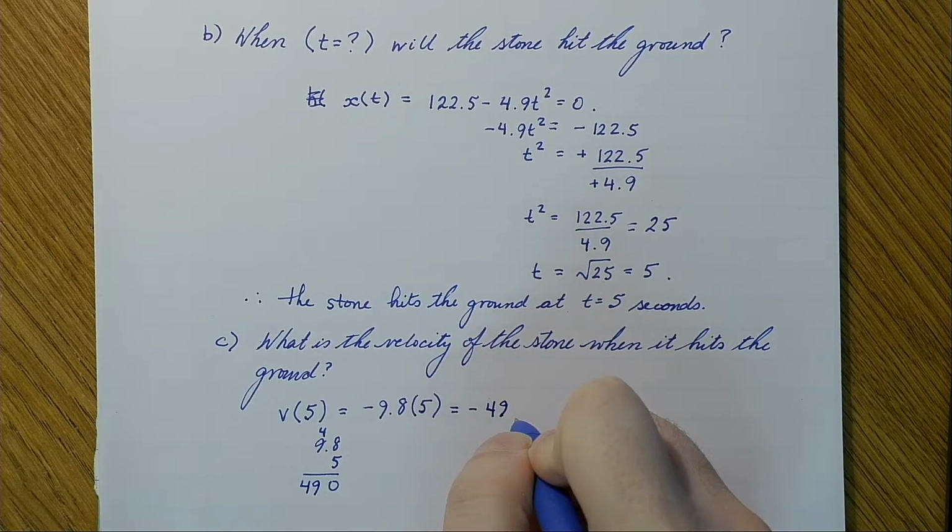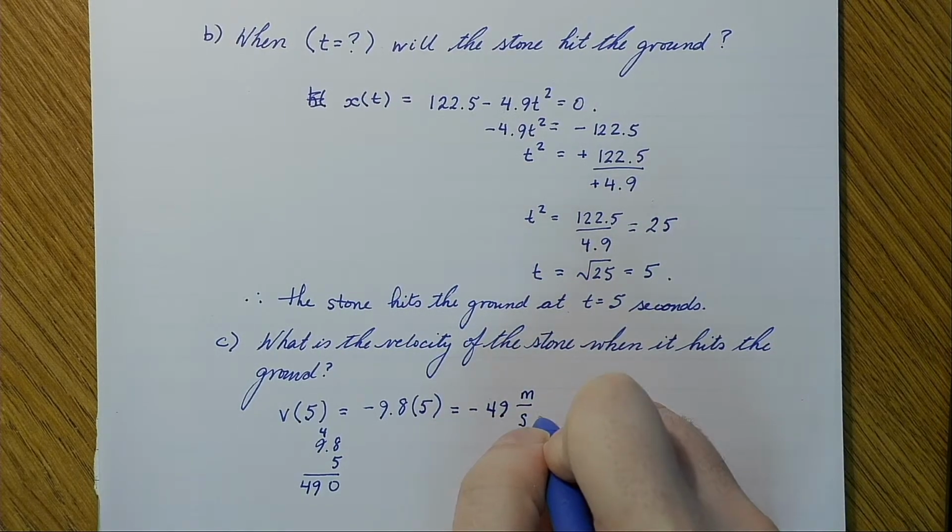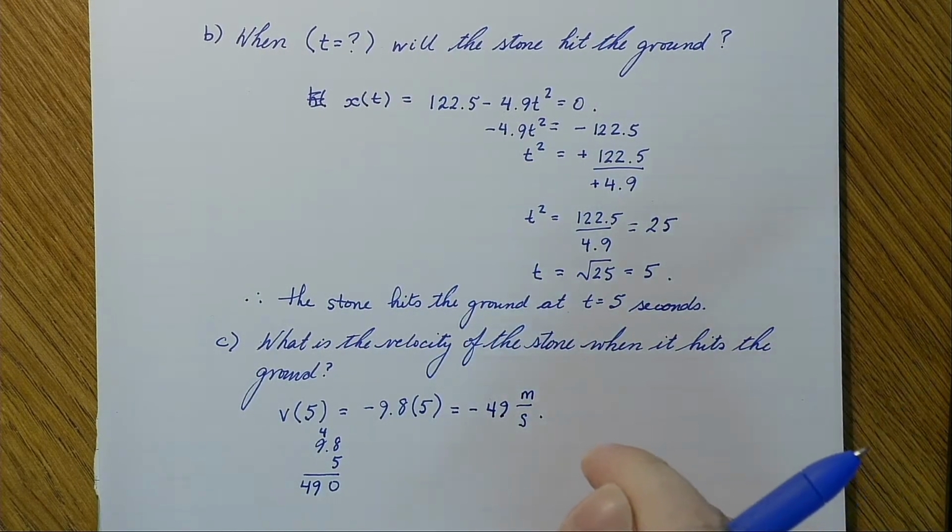49. And that is meters per second. So that's our velocity. So that's how fast it hit the ground.